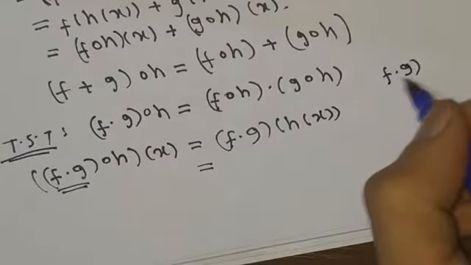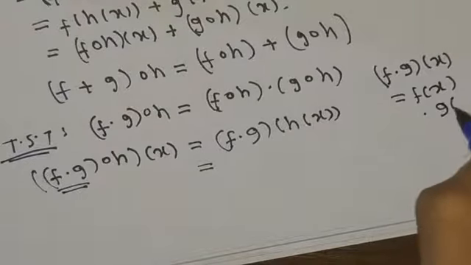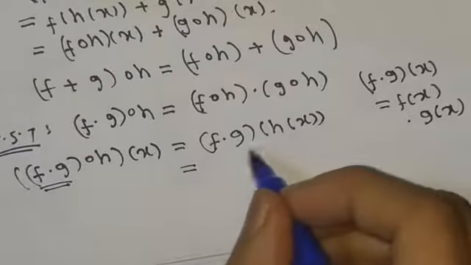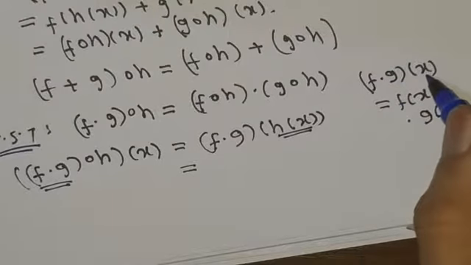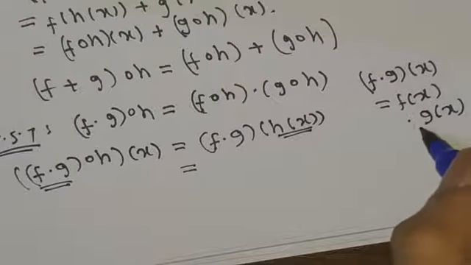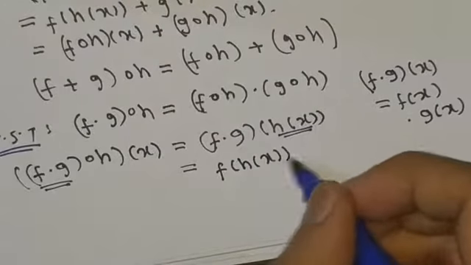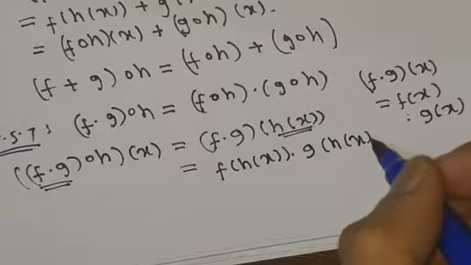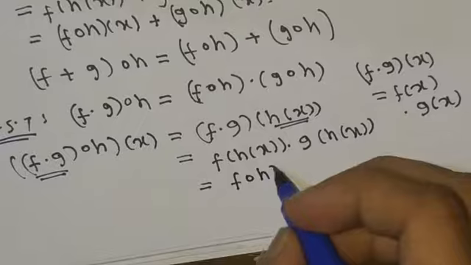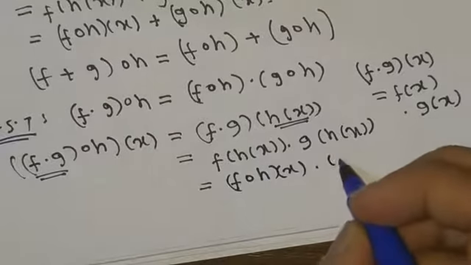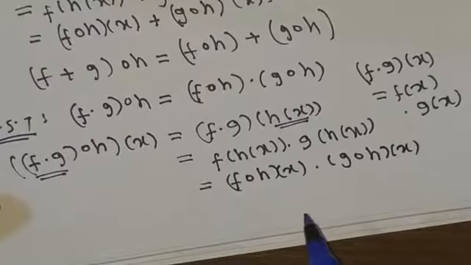Okay, so this will be equal to what? You know that f multiplied by g of x is equal to f of x multiplied by g of x. So here the x is replaced by h of x. So you will get f multiplied by g of h of x is equal to f of h of x multiplied by g of h of x. Okay. So this will be equal to f composition h of x multiplied by g composition h of x, because of the definition of composition of functions.